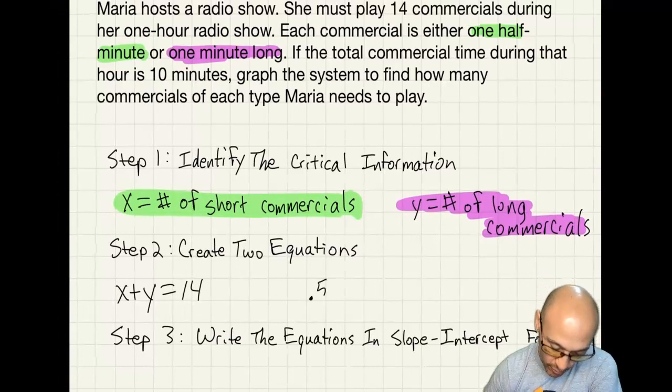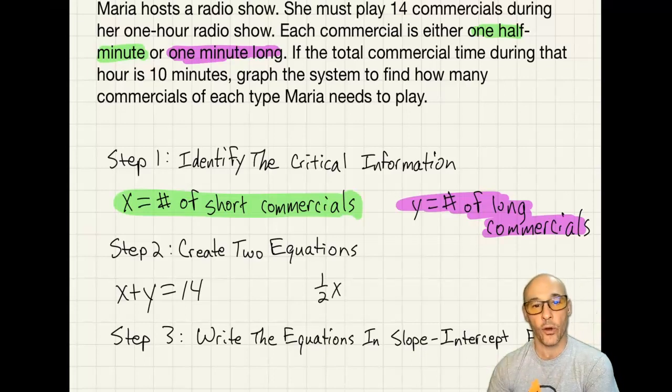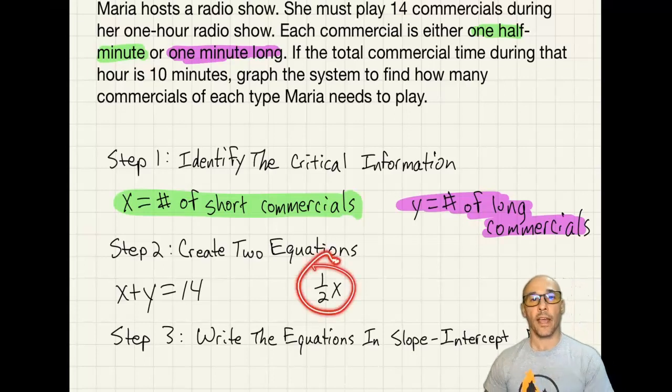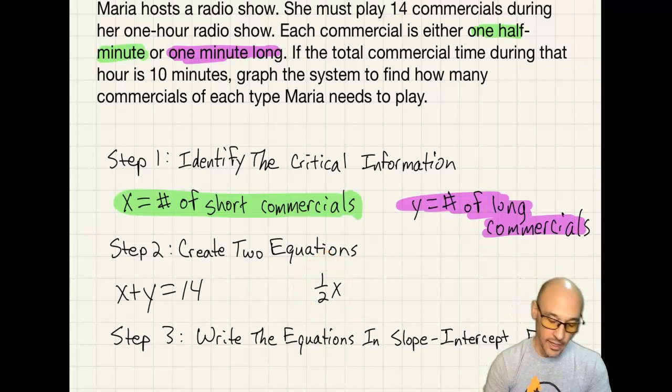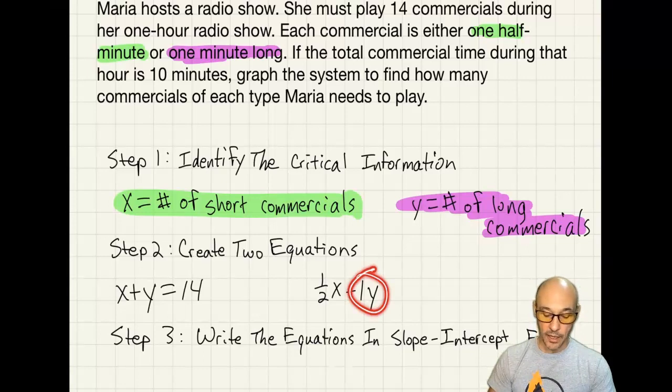And so that comes into play because we have 0.5, those are the short commercials, so 1/2 of a minute. Actually, I'm going to use a fraction. 1/2 of a minute times the number of those commercials. So this will be the amount of time that is taken up with the 1/2 minute long commercials. And then we're going to add to that the amount of time that is taken up by the 1 minute long commercials. You multiply 1 by however many of those there are. And the result then has to be 10.